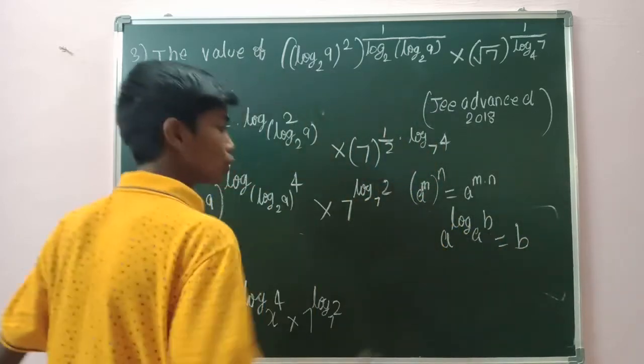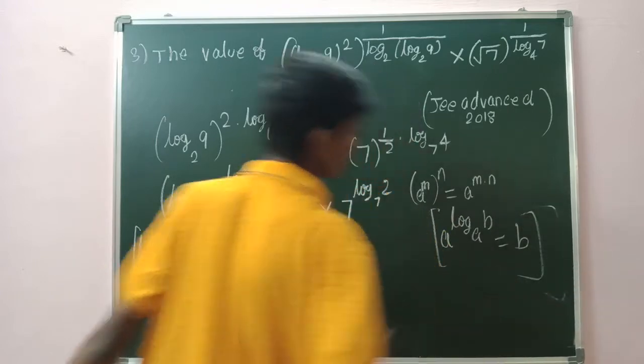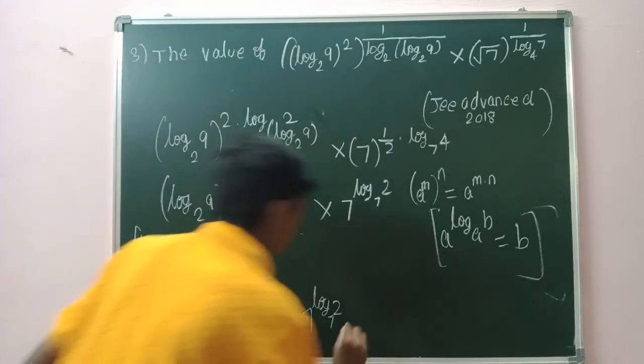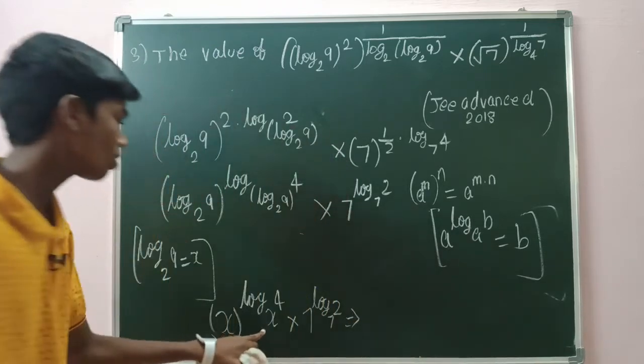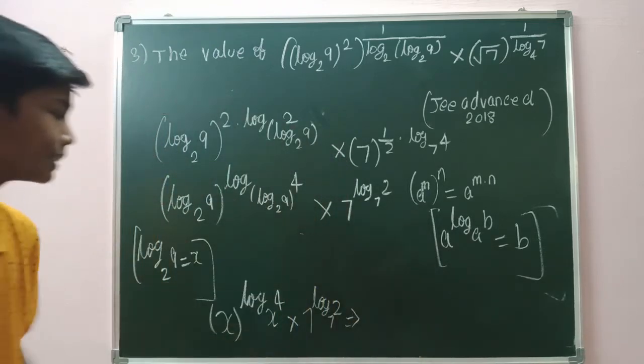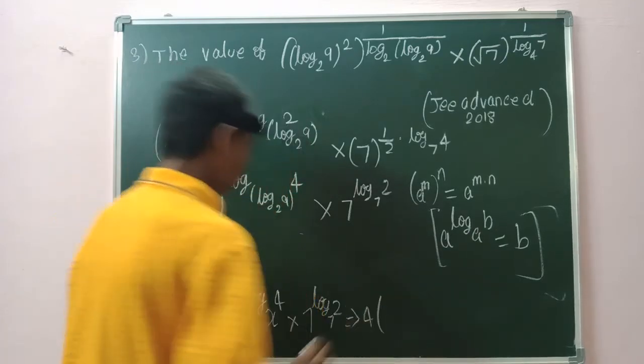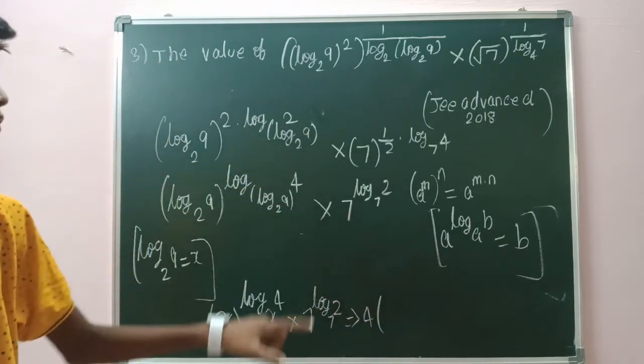Correct? This is also an important property. If you don't know this property, surely you will make a mistake. I am damn sure. So now I can write this as x power log to the base x of 4. Here a is x, so this will be nothing but b. What is b? 4. So 4 into 7 power log to the base 7 of 2.